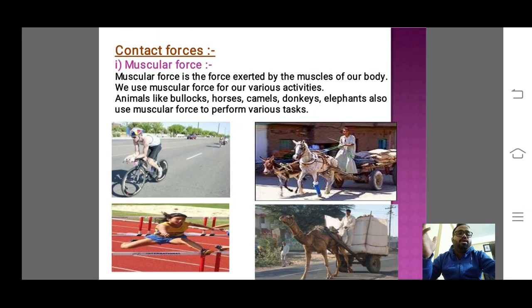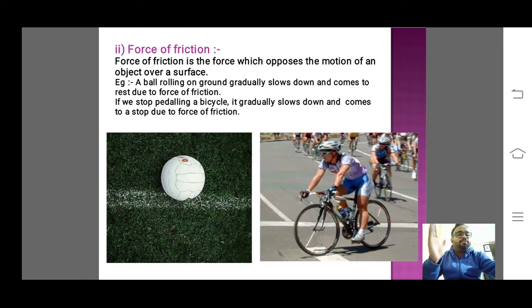Next we have contact force. Muscular force is the force exerted by the muscles of the body, and obviously it is contact because it has to be in touch. Next we have force of friction. Force of friction opposes the motion. Suppose you are moving from this side, the force of friction will act from the opposite side.